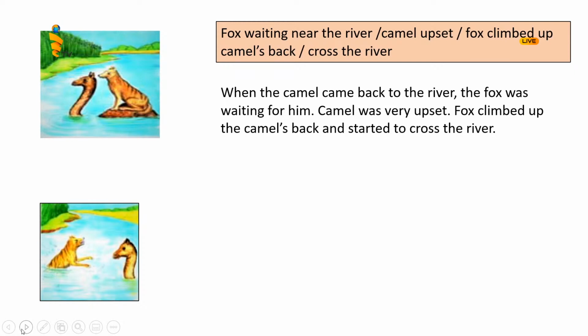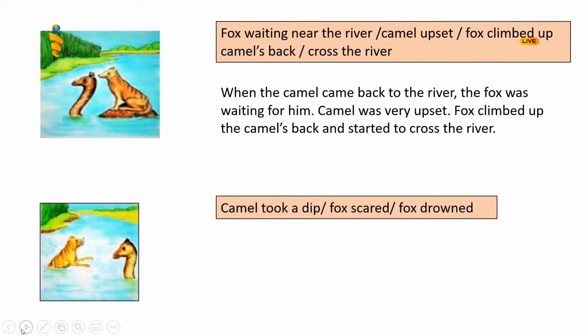Now children, look at the next picture. What can you see? Now the fox had fallen into the water. So these are my words and phrases: camel took a dip, fox scared, fox drowned. Now try to build up some sentences with these words and phrases.